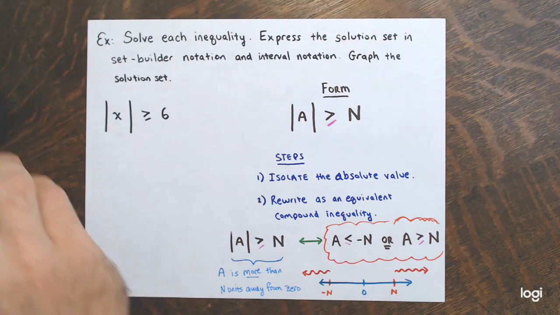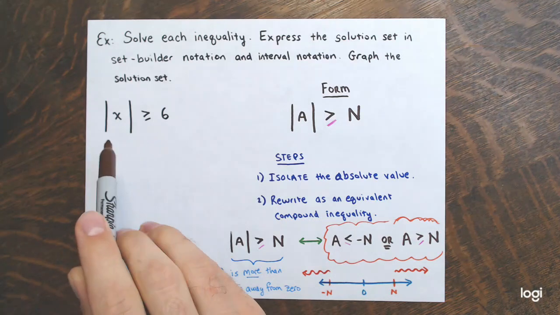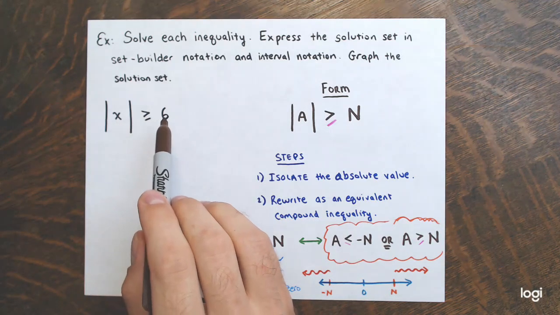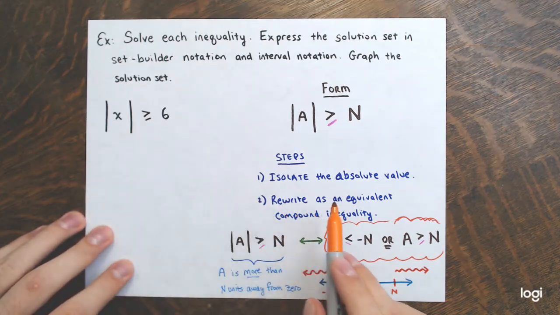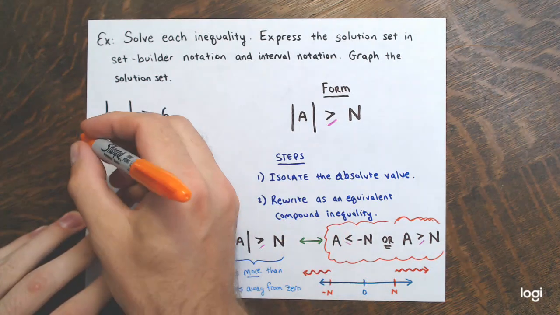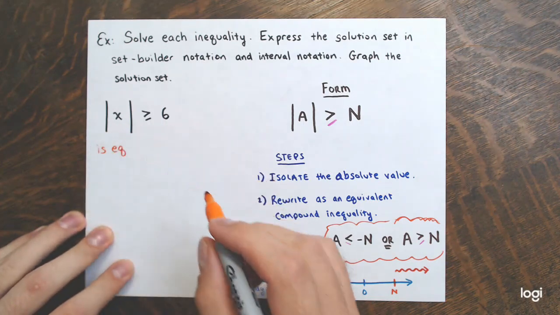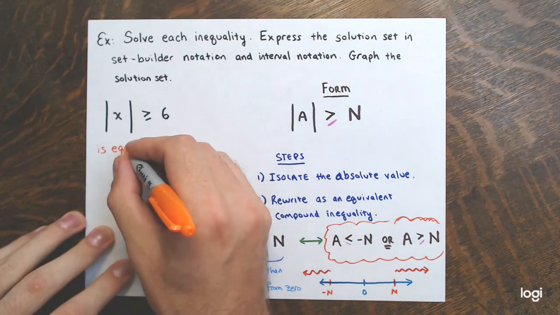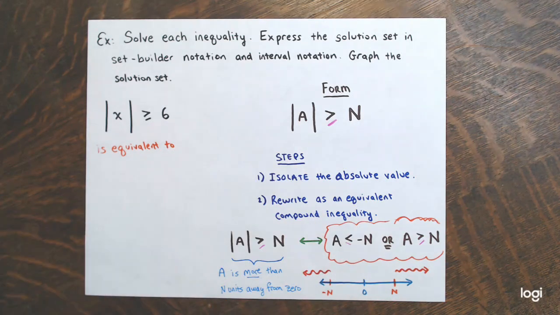All right, so let's think about this example here. We see the absolute value of x is greater than or equal to 6. So I have the absolute value isolated. It's already done for me, already written that way, all alone on the left side. Then I'm going to write this as an equivalent compound inequality. This statement here is equivalent to, which again I'll use a double arrow for in the future, but right now I'll write is equivalent to the following statement.